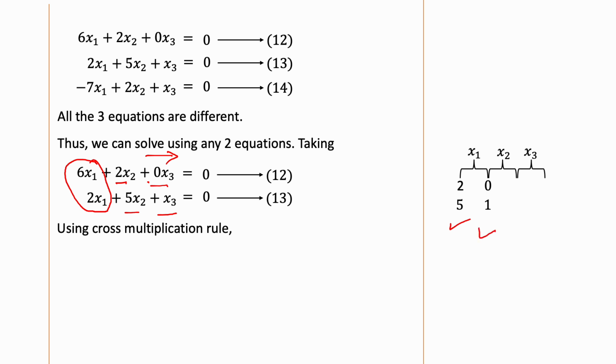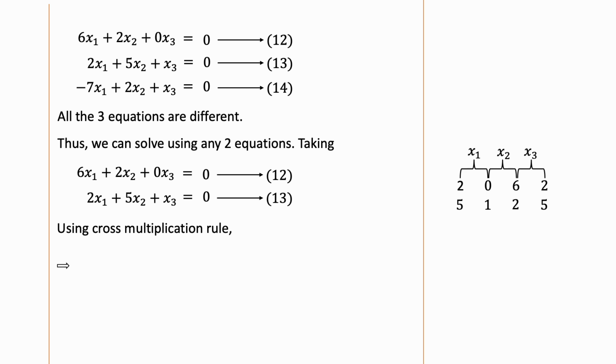After finishing this, go back again to the start point. Start from x1. Here you have 6 and 2, the coefficients of x1. Write 6 and 2 here. Then go to the right side. You have 2 and 5, coefficients of x2. Write 2 and 5. So I have filled all the values there.